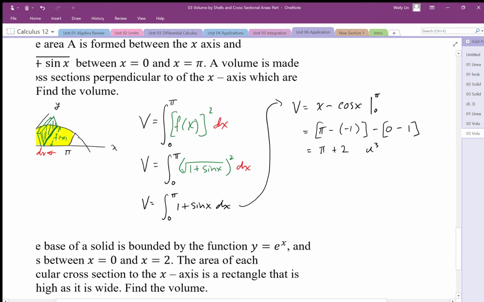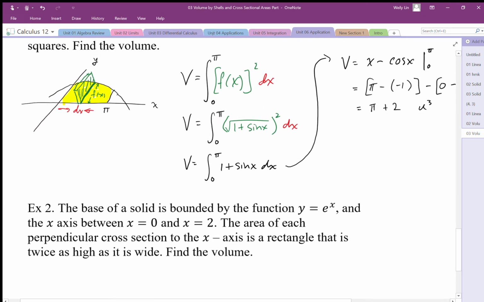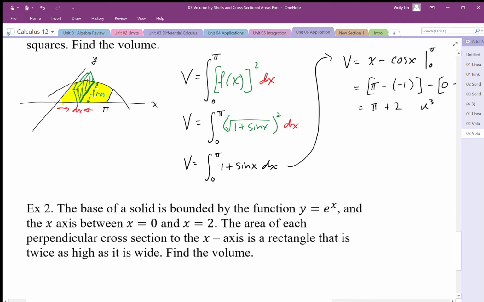If you want to visualize that, there's a video after this that will show you what that three-dimensional solid is going to look like.